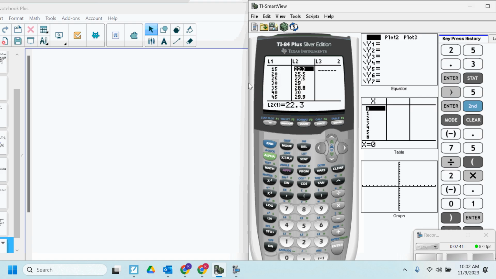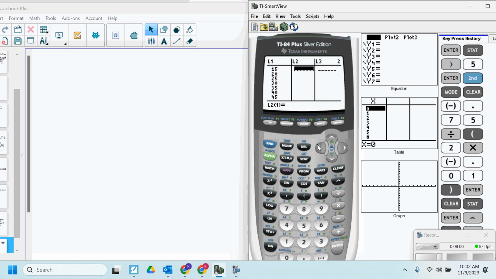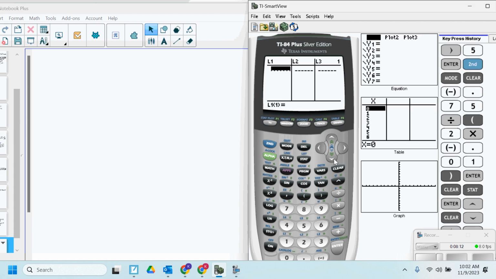Lots of values in here, and I want to clear these values out to enter my data set. To clear out the values of my list, hit the up arrow, so now you're highlighted over the whole list. Hit the clear button. Do not hit enter, because that will delete your whole list. Instead, hit the down arrow. So: up arrow, clear button, down arrow. You should have a clear list 1, list 2, list 3 here. Just take a second and do that.